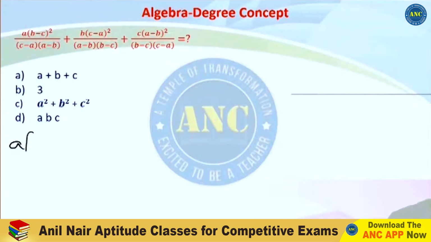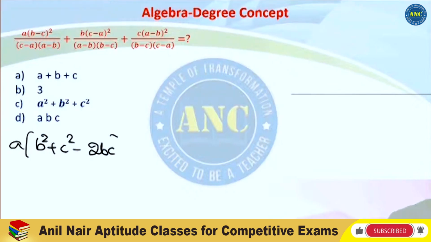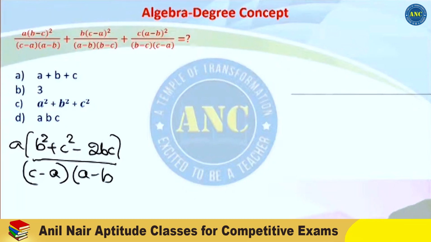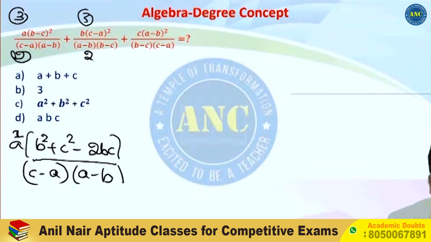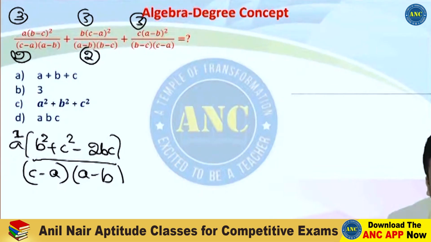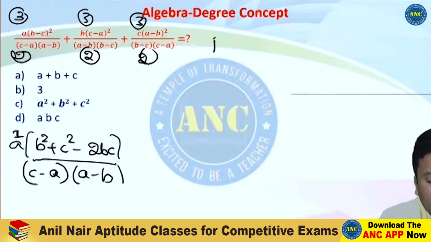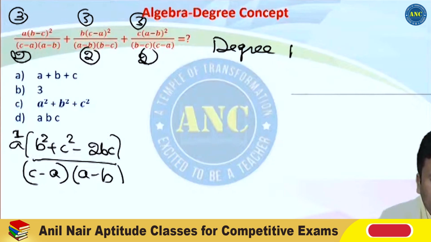Now see, A into B minus C whole square, B square plus C square minus 2BC, divided by C minus A into A minus B. A power 1 B square, it is 3. Again 3. Again 3. Highest power is nothing but 3. C into A, this is nothing but 2. Here it is 3, here it is 2. If it is a fraction, 3 minus 2 is 1. Answer degree should be 1.